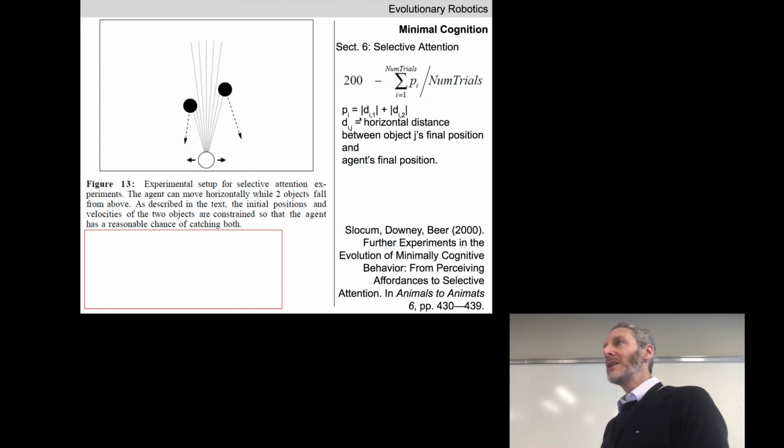d sub i1 is the horizontal distance between the robot and object 1, the first object, when that object gets to the ground during the ith trial. And d sub i2 is the horizontal distance between the robot and the second object when the second object gets to the bottom of the screen. We're trying to minimize both, right? Be there in both cases, regardless of when and where those events occur. Okay.